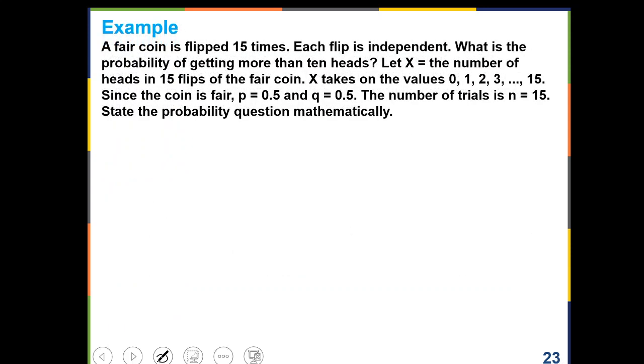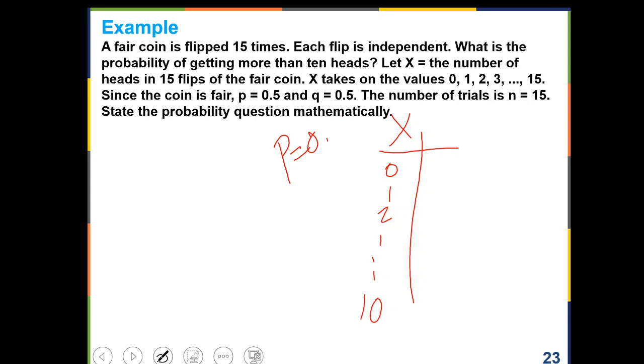We're just practicing. A fair coin is flipped 15 times. Each flip is independent. What's the probability of getting more than 10 heads? So again, we have a situation where X is 0, 1, 2, and so on. And probability of success is 0.5. And probability of failure would be 0.5. So the number of tries is 15. Oh, 15, not 5, not 10. Sorry, 15. Okay, state the probability question mathematically.